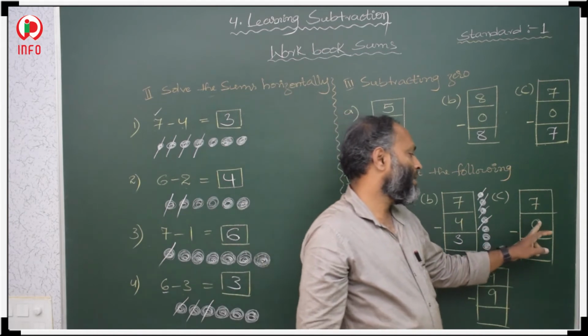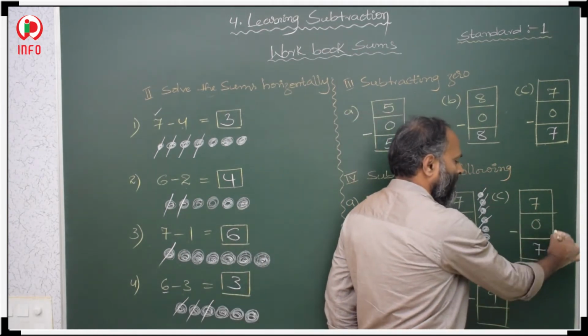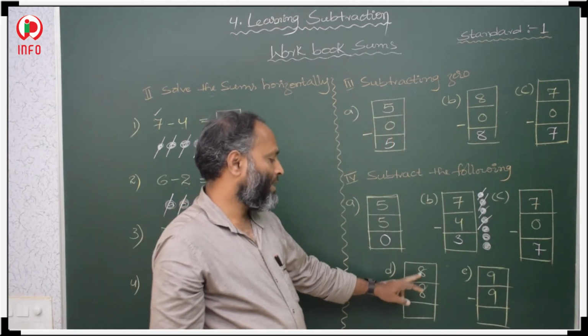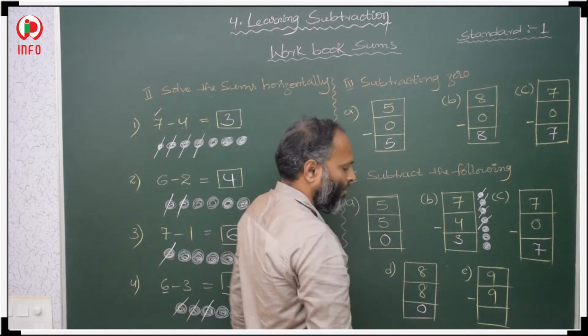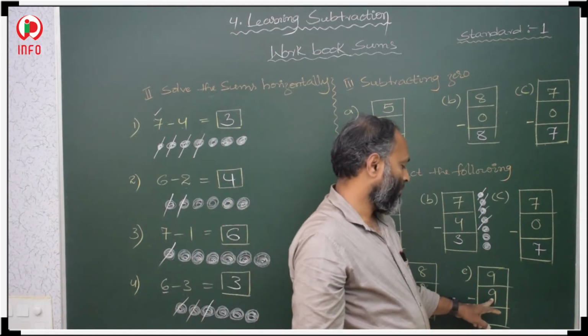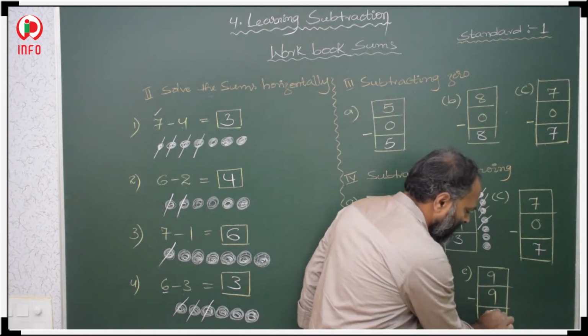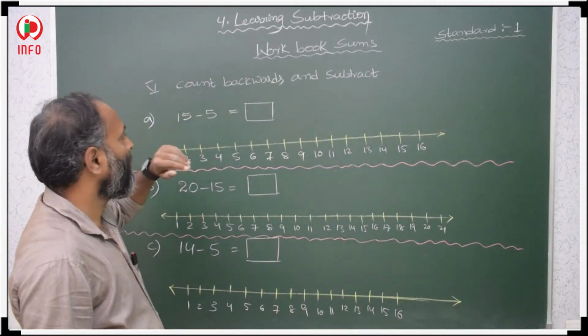Here when 0 is subtracted from any number, the answer is that number only. That means 7 only. Number minus itself, answer is 0. Here also the same. When a number is subtracted from itself, the answer is 0. These are the subtractions. Now, students, listen.